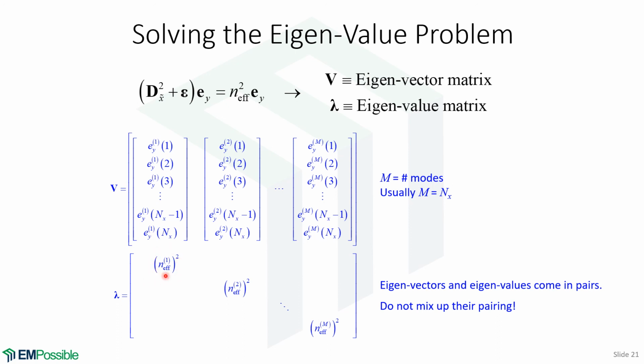This effective refractive index is describing how fast it propagates or how quickly it accumulates phase. And so this is the effective refractive index of this mode. We don't want to mix these up in any way. So the second eigenvalue goes with the second eigenvector and so on. So we don't want to mix those up.